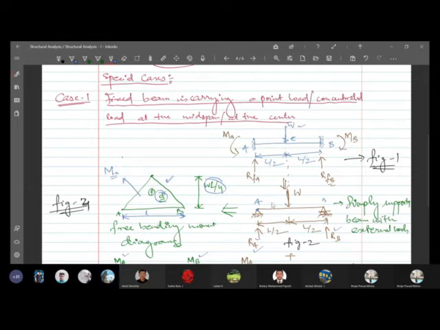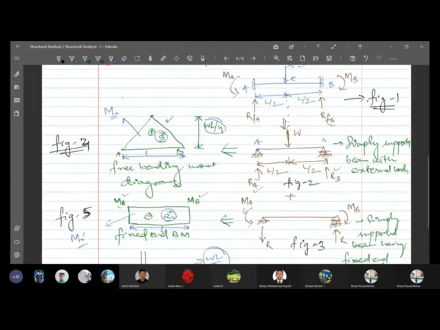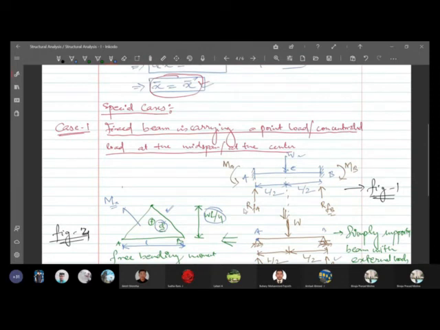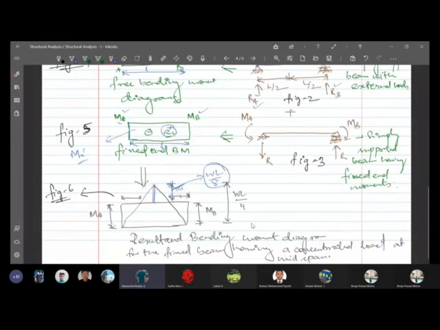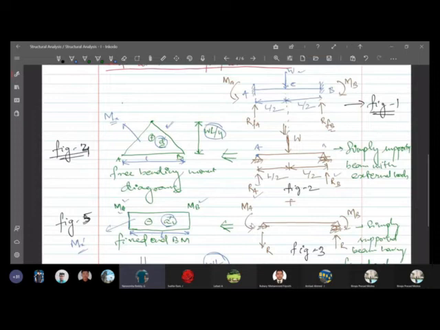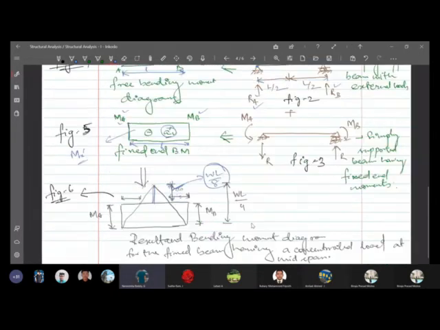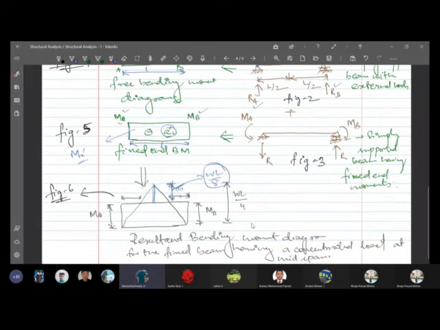Before I move to case 2, does anyone have any doubt in case 1? If you have, you can ask now. Sir, I have one doubt, sir. Yes. Sir, first we take the boundary condition x equals 0, dy by dx equals 0, and another boundary condition x equals L and dy by dx equals 0. First we calculated C1 equals 0. What about the second boundary condition, sir?